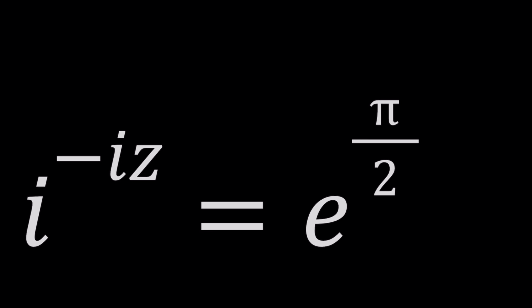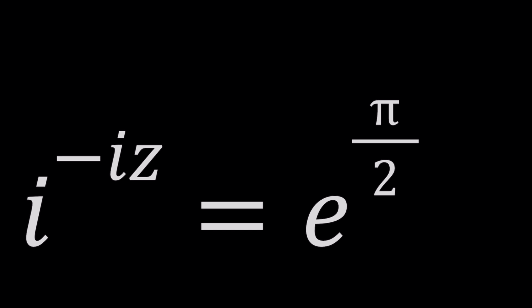This channel is all about complex numbers, and in this video we're going to be solving an interesting homemade equation with complex numbers. Alright, so we have this equation: i to the power negative iz equals e to the power pi over 2. And we're going to be solving for z values. z is a complex number.